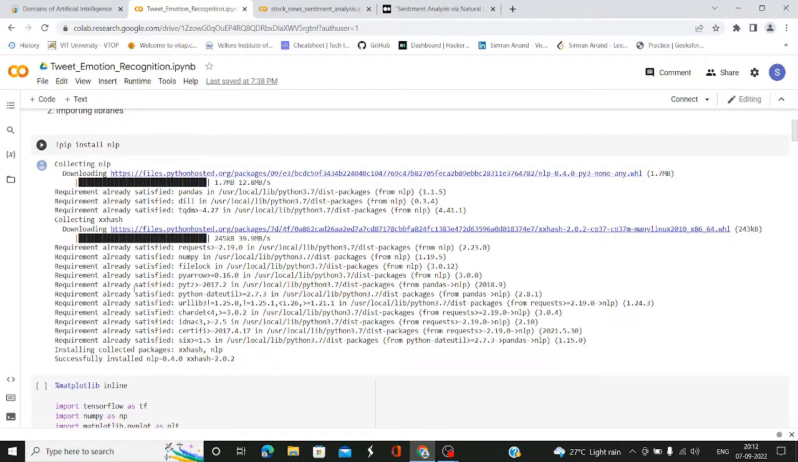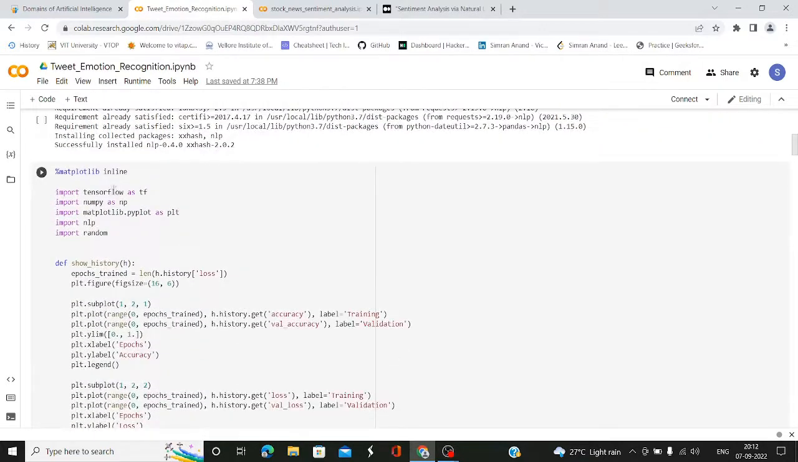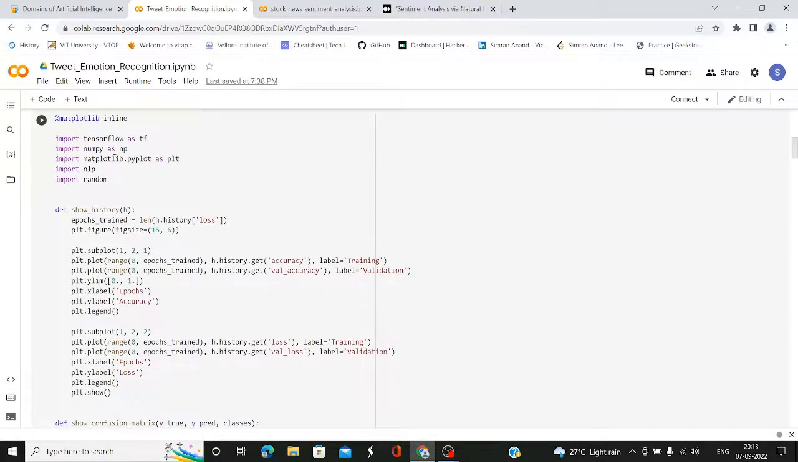See, collecting nlp, all the requirements have been satisfied. After that, I imported TensorFlow, NumPy, Matplotlib. Matplotlib is used for data visualization, as I've told. NumPy is used for the mathematical calculations, and TensorFlow is used for building the model. An alternative to TensorFlow is Keras. You can try that as well, and the most advanced is PyTorch.